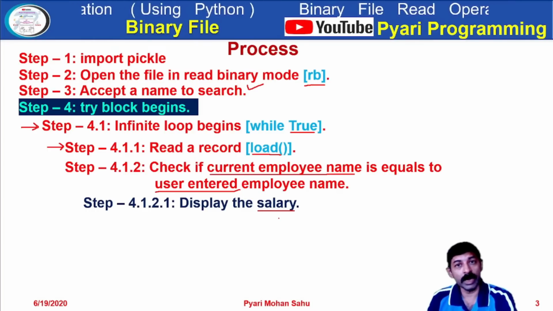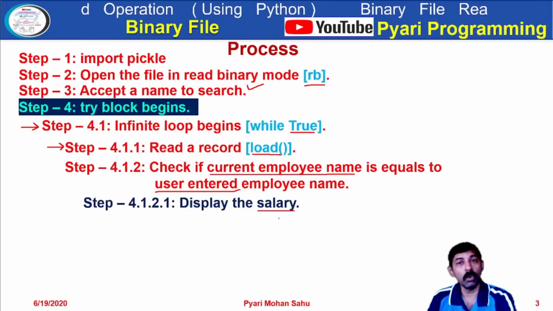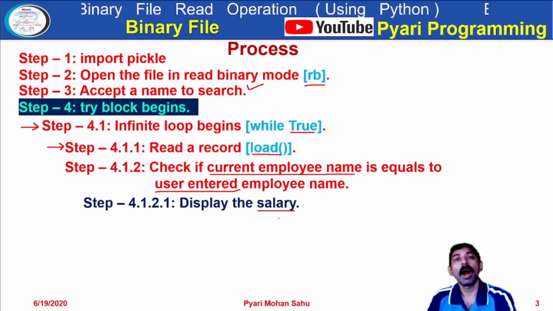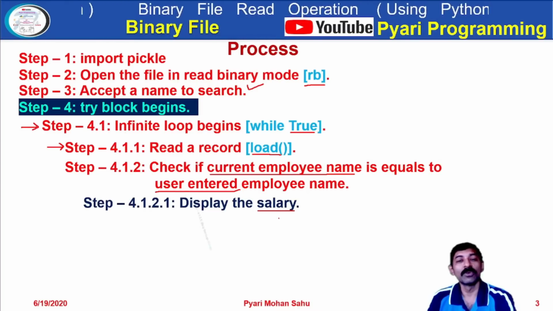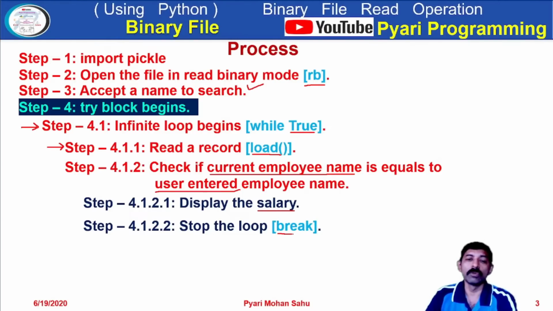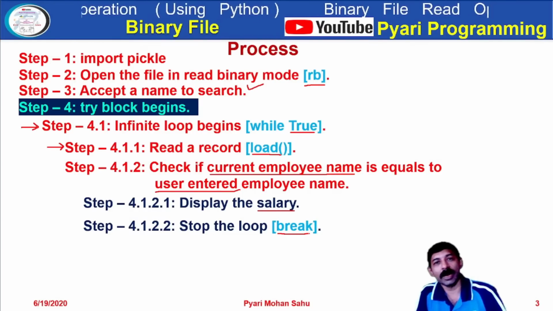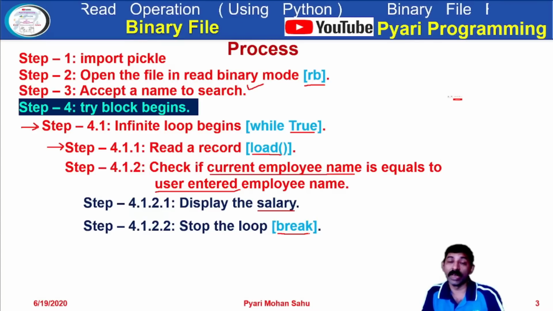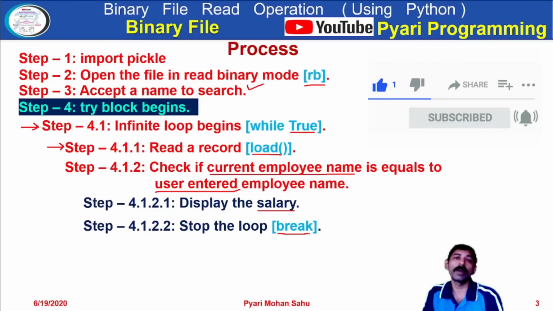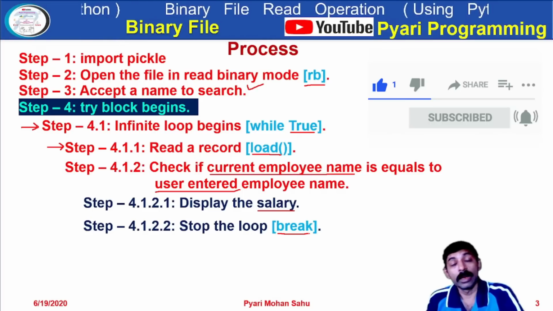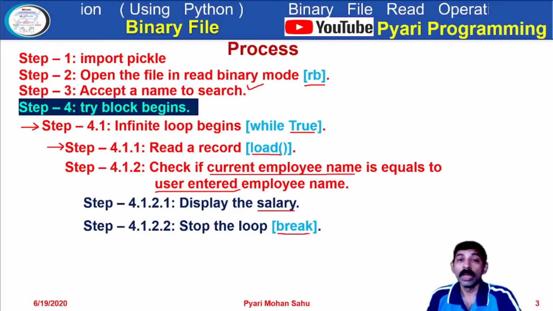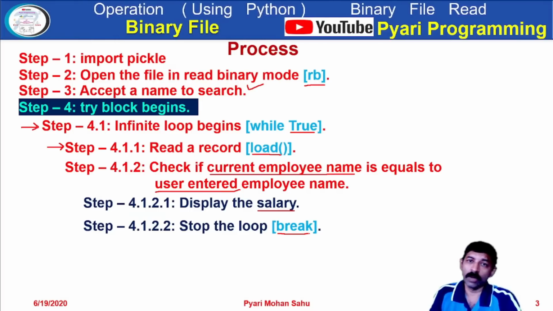Now once I got the record, do I need to read any more? No. Just stop it. Stop the while loop. How can I stop the while loop? Using the break statement. So I want to come out of the infinite loop using the break statement. Did you get your answer? You were thinking, sir, if it is an infinite loop, then how can we stop it? Yes, like this we will stop it.